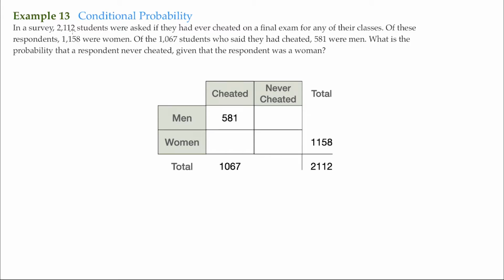As you can see, all the values here, the 2,112 and 1,158, are already in here according to how they represent certain variables. All we're going to do is fill in the rest. So you can see right here we have a total of those that cheated, 1,067. And according to the two-way table, 581 are already accounted for. So if I subtract the 581 from the 1,067, that gives me 486 right here.